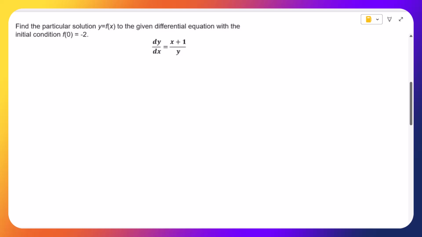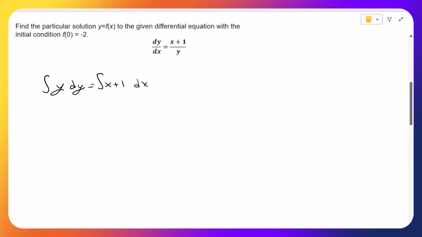Okay, so we have this differential equation and we have an initial condition, so we are able to find a particular solution. So let's just start with our separation of variables. We end up with y dy equals square root of x plus 1 dx. Just multiply by dx and multiply by y on both sides. That gives us this. How do we get rid of the dy and dx? We integrate.